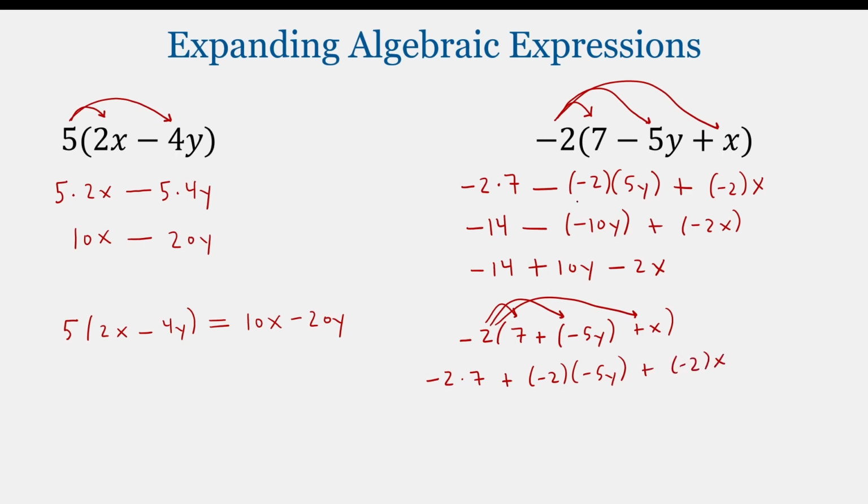So instead of viewing this as subtraction, so here we have subtracting a positive number, we can look at it as adding a negative number. When we do the multiplication, we have negative 14 plus, and then negative 2 times negative 5, that's a positive 10y, and then that's minus 2x. Again, we get the same answer. Either method works, depending on how you view and want to work with subtraction.